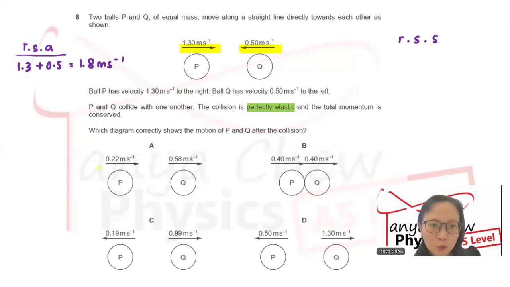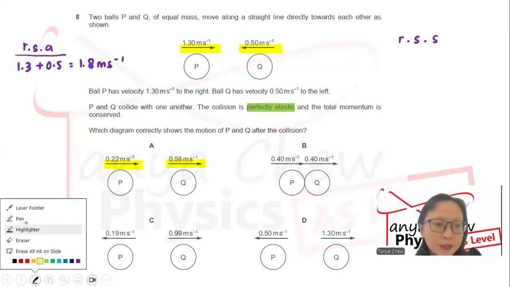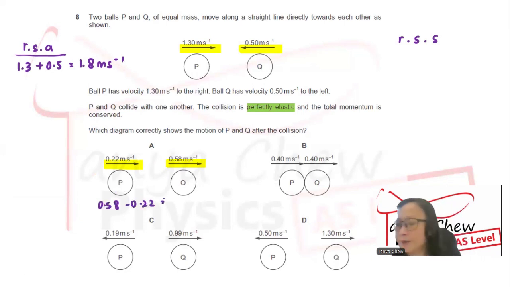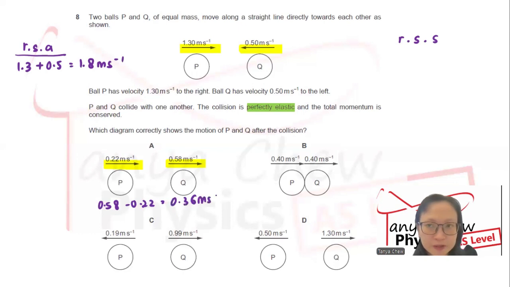Look at A. When the direction of the velocities of P and Q is the same, all you need to do is find the difference. You just need to take 0.58 minus 0.22. I'm going to use my calculator. The 0.58 minus 0.22, I will get 0.36 as my relative speed of separation. So A cannot be the answer because I want 1.8.